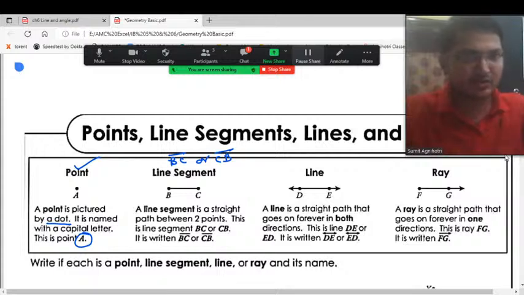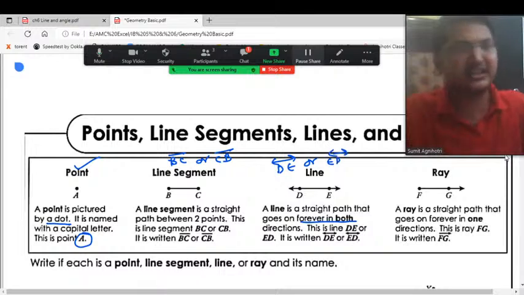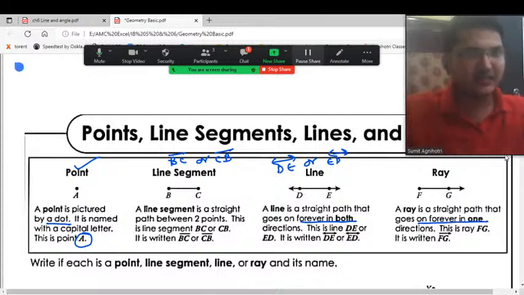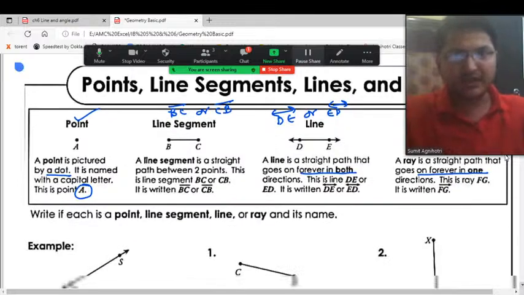Whereas a line is a straight path that goes on forever in both directions. This is a line DE, or we call it ED, or we write it as line DE or line ED. A ray is also a straight path that goes on forever in one direction, but one point is fixed. We call it ray FG, and we represent it like this.